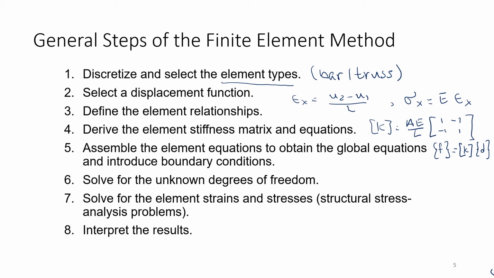Next, step 5 is where we are going to assemble the element equations to obtain the global equation and introduce boundary conditions. And as we have learned from the direct stiffness method, we can write the global stiffness matrix, this uppercase K, simply by superposition or taking the summation from e equals 1 to n of the element stiffness matrices k for each element e, where n is the number of elements in the structure.